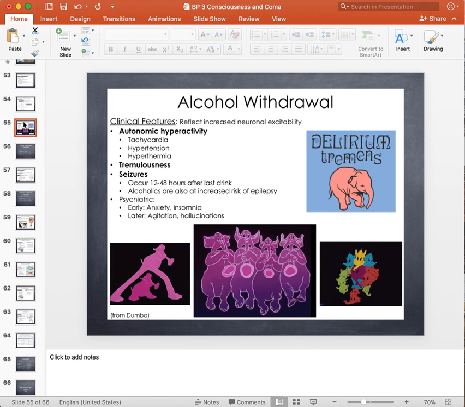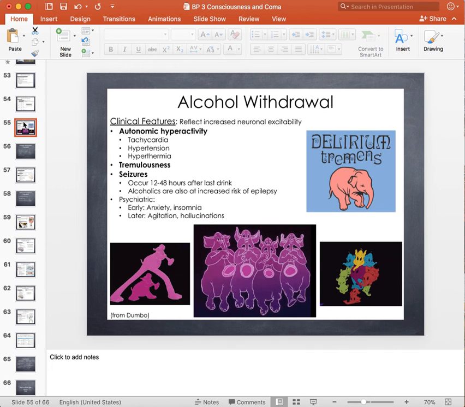Glutamate is the excitatory neurotransmitter. GABA is an inhibitory neurotransmitter. So alcohol, if you think about it, is just this tiny little molecule. It's just two carbons and an OH group on it, and it's a depressant, and so it can throw the balance between GABA and glutamate off. And once you're in this hyperexcitable state, your autonomics are upregulated, you're tachycardic, your blood pressure's high, you might be hyperthermic.